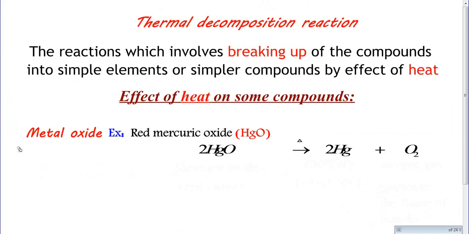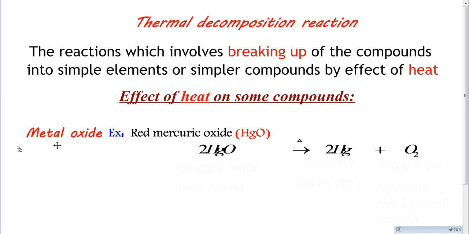Let's start the first type in our lesson, thermal decomposition reactions. These are reactions which involve breaking up of compounds into simple elements or simpler compounds by the effect of heat. We will study in this part 5 examples. Please concentrate more. The first one, metal oxide.